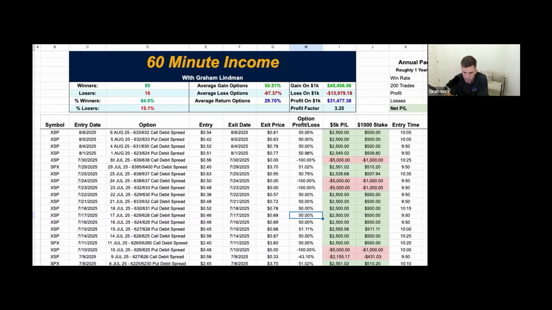Oh, here's my results on 90 completed trades. Holy moly, RV, was that with this strategy? 93% win rate.